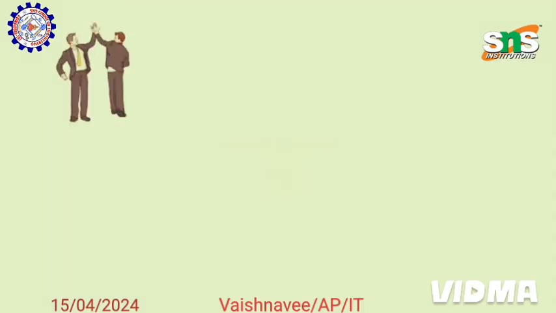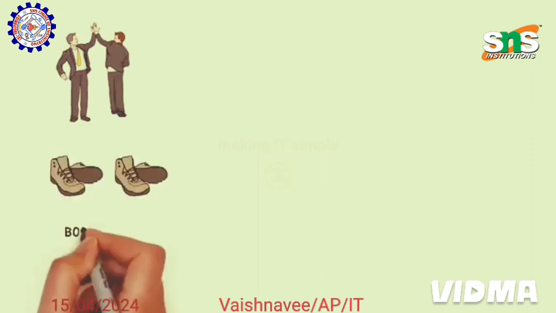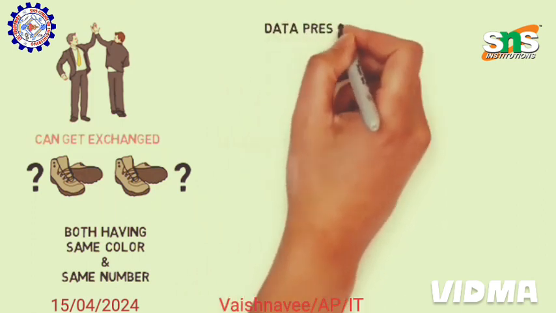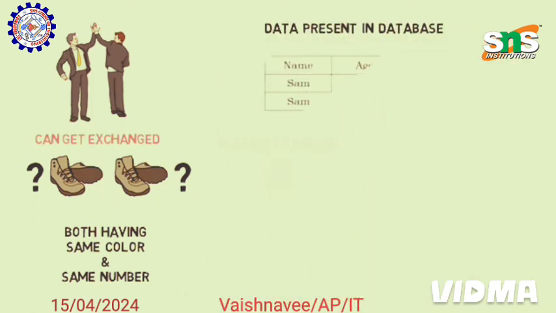Consider a situation. You and your friend have identical things. For example, let's say same shoes with similar color and number. So every time it can get confusing while identifying which shoes belongs to whom. Eventually you will get to know, but there will be a confusion and sometimes you might exchange the shoes. A similar situation can occur with the data in a database.